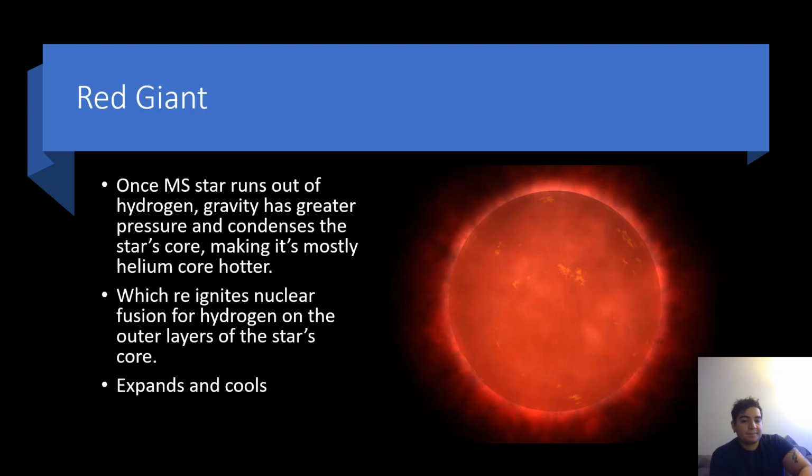So over time, the main sequence star will run out of hydrogen, from which point gravity will become the greater pressure and it'll condense the star's core. Since all the hydrogen's gone, it is a mainly helium core, which will get hot and reignite nuclear fusion for the hydrogen surrounding the shell of the star's core. From there, it'll expand and cool.